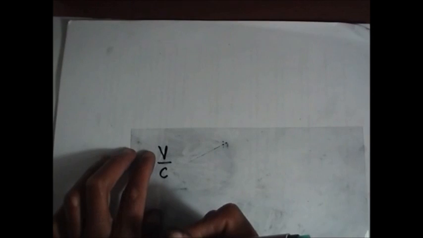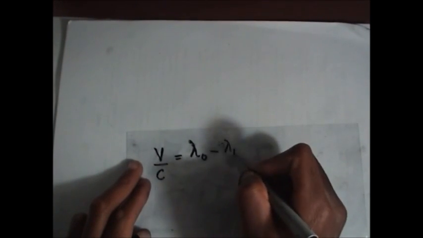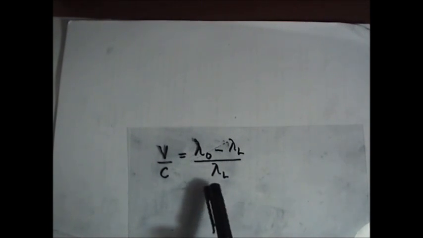His formula says V over C, where C is the speed of light. This velocity, either the velocity of approach or of going away, depending on whether the object is receding or approaching, is equal to lambda observed, the one you have measured with your instrument, minus lambda found in the lab, the resting lambda of the light source, all divided by the resting lambda.